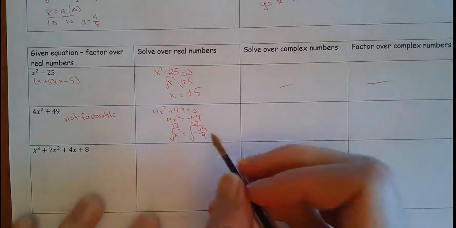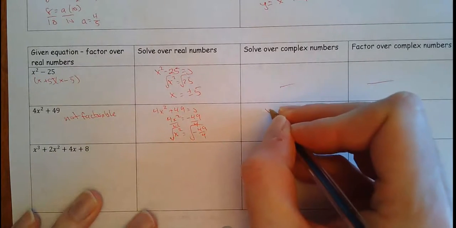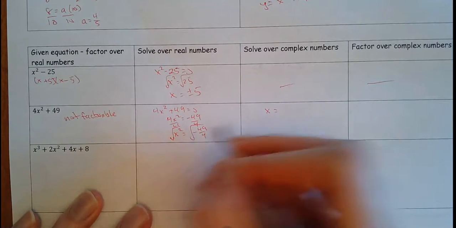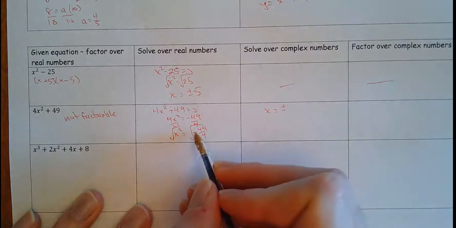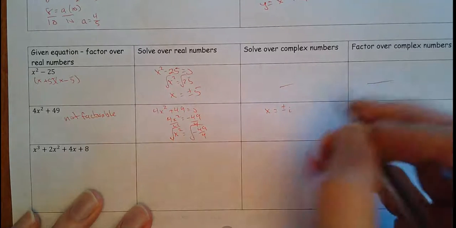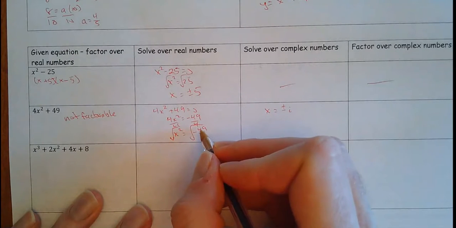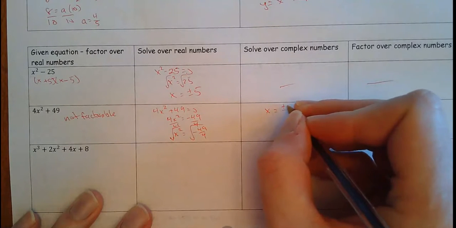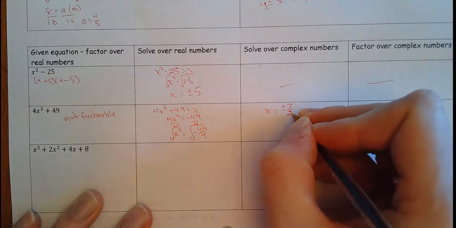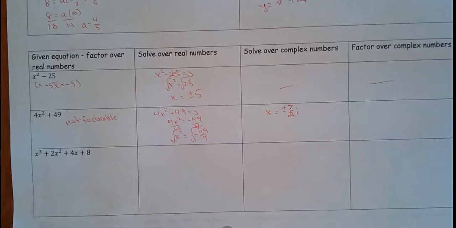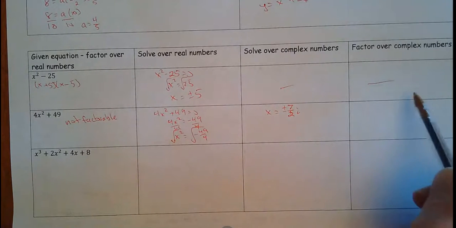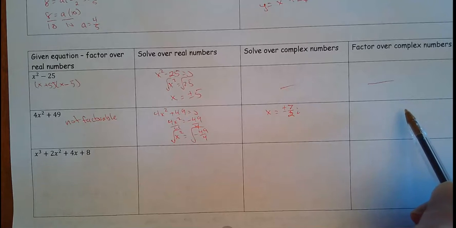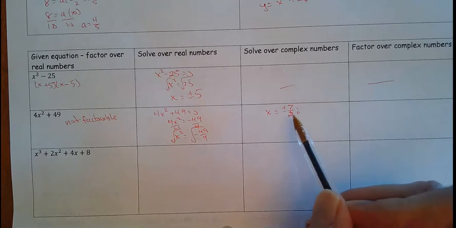But over the complex numbers, this would be x equals plus or minus. The negative there means we've got an i involved. And then 49 and 4, if I square root both of those, it'd be 7 over 2. Actually, I need to put 7 over 2 and then put the i here like that. So there's two complex numbers. They're both imaginary. The reason I did that first is that I can't really factor over the complex numbers until I have the solutions.